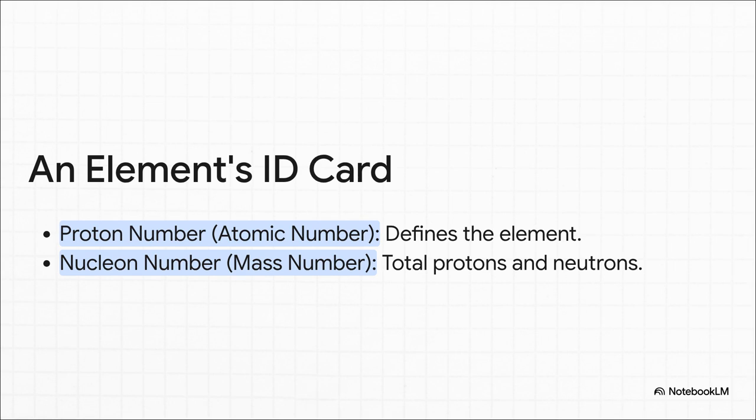This number is non-negotiable. If an atom has 6 protons, it is carbon, period. End of story. The other number, the nucleon or mass number, just tells you the total weight of the nucleus. You just add up the protons and the neutrons.